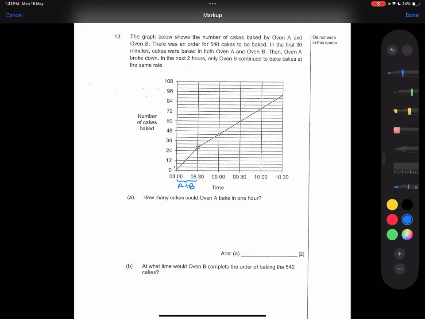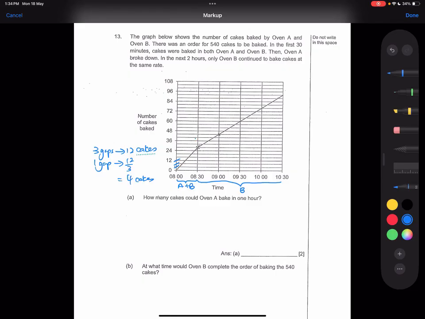Then oven A broke down. In the next 2 hours, only oven B continued to bake cakes at the same rate. These are all only oven B. Now let's fill in the number of cakes baked. 1 gap, 2 gaps, 3 gaps. 3 gaps give us 12 cakes. So each gap is 12 divided by 3, so 4 cakes.